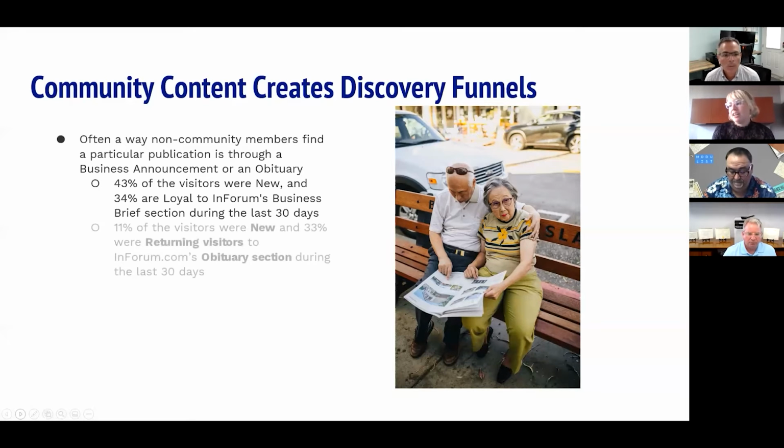Devin, if you're going to click again, there's another stat on there. And then to Inforum.com's obituary section, 11% of the visitors were new and 33% were returning in the last 30 days. These stats are from chartbeat.com. So that's a more dynamic real-time measuring system. It's similar to Google Analytics though, as far as the difference between new, returning, and loyal.